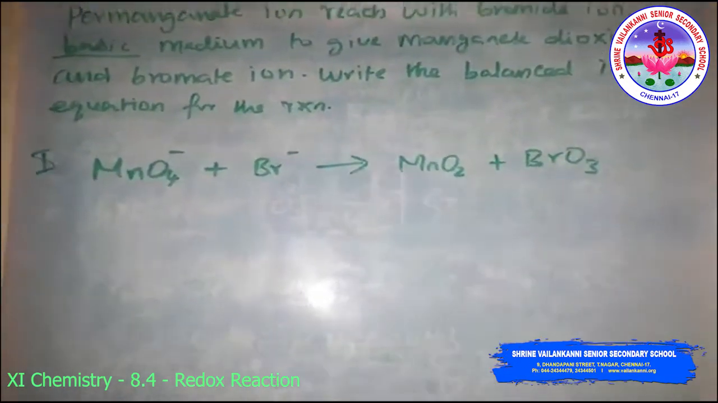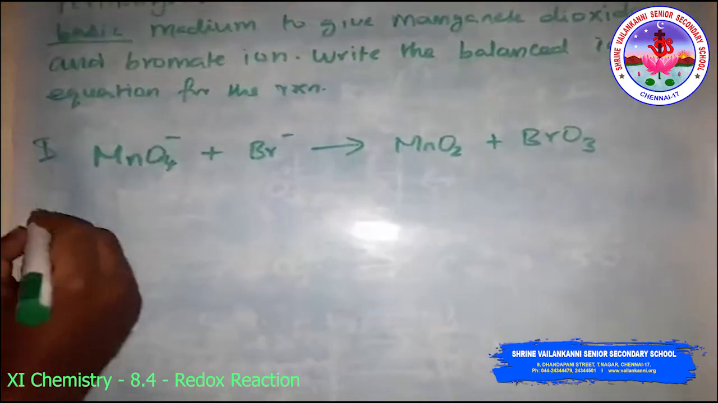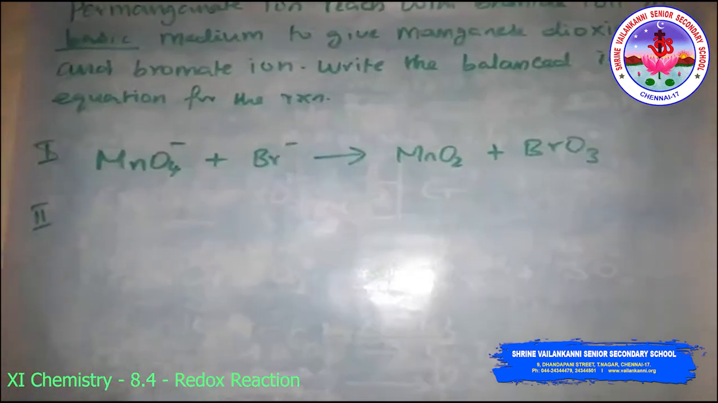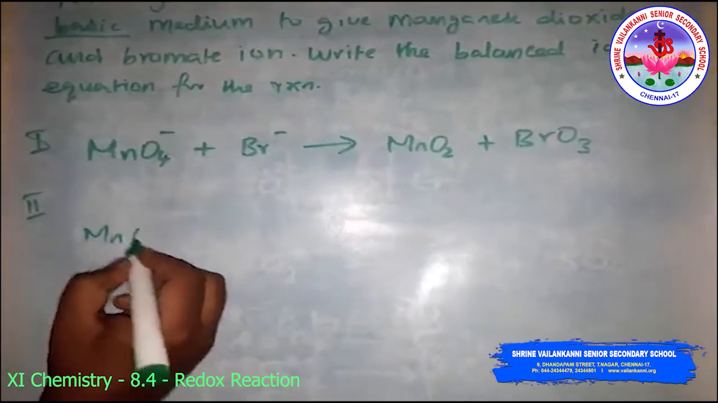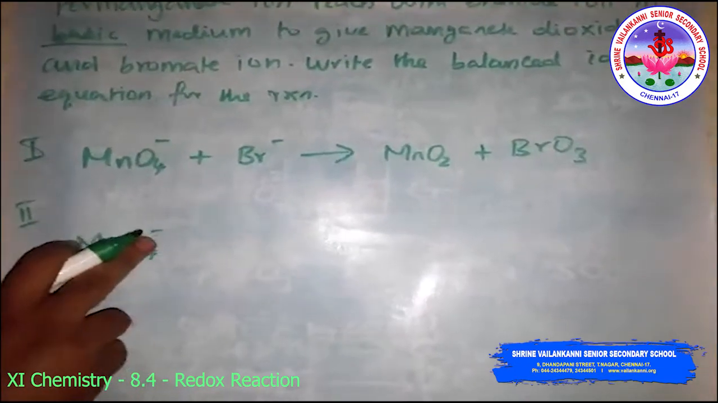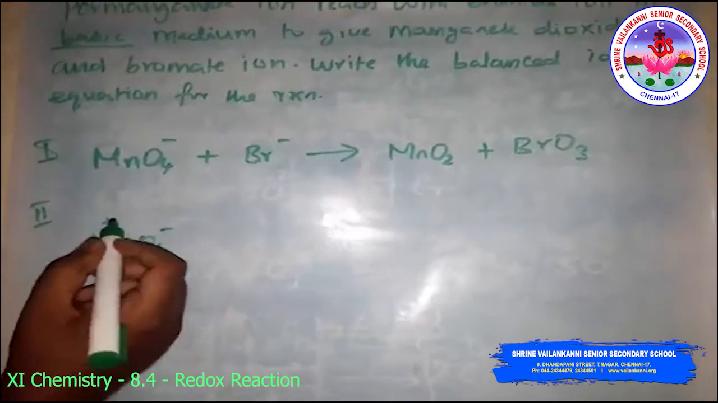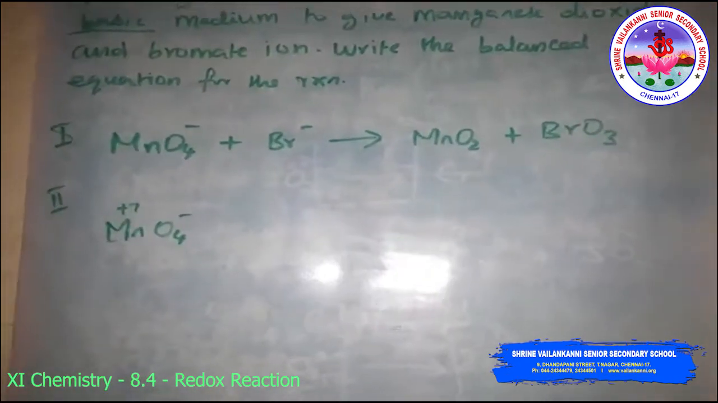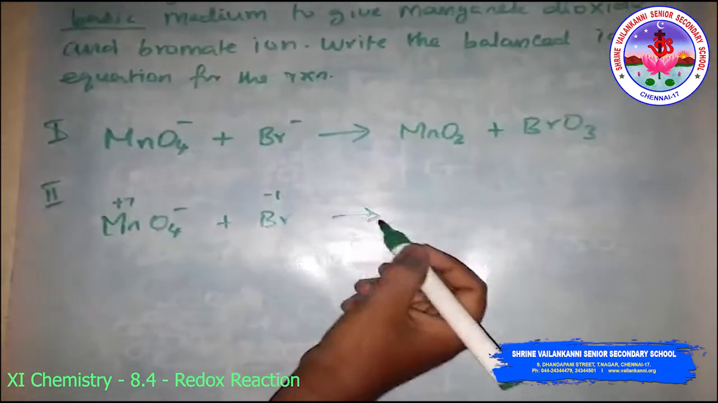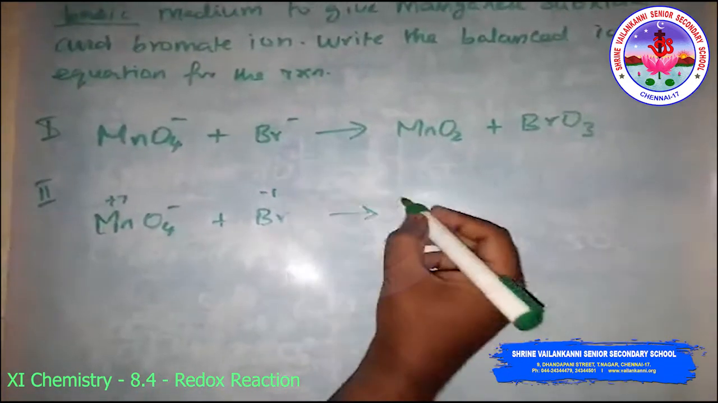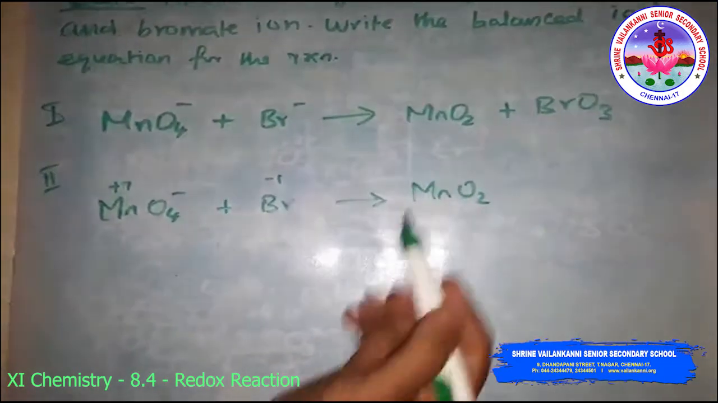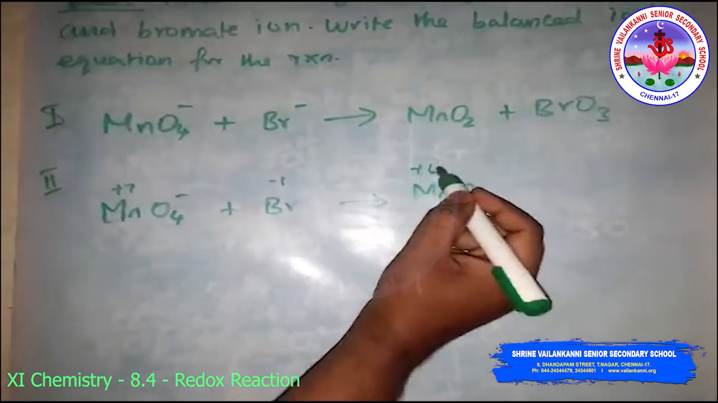BrO3 minus. Then step 2 is to assign the oxidation numbers for manganese and bromine. Here in MnO4 minus, manganese will become plus 7. Then Br is minus 1. In MnO2, 2 into minus 2 is minus 4, so manganese will become plus 4.